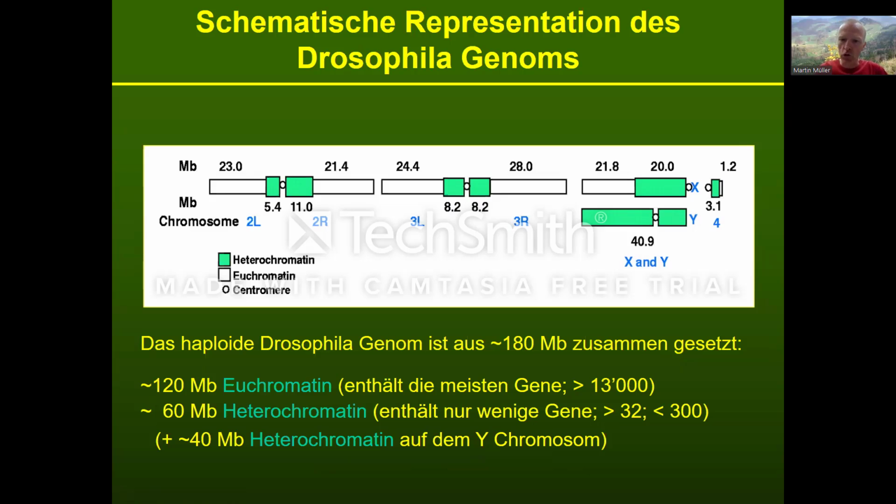And in the euchromatin, most of the genes are localized, and euchromatin is also poor in repetitive sequences, whereas the heterochromatin contains a lot of transposons or parts of it, repetitive DNA and so on and so forth. That's why a lot of the heterochromatin has not been sequenced, only part of it.